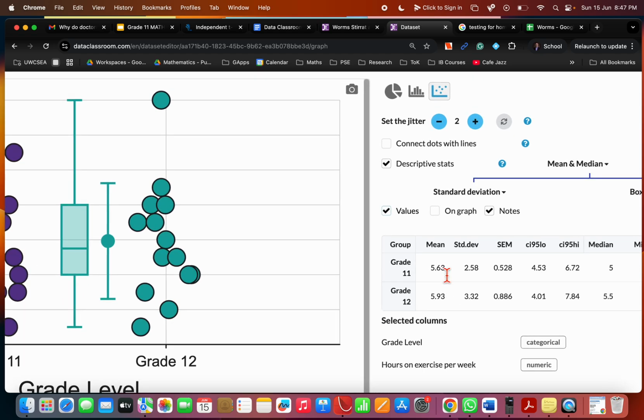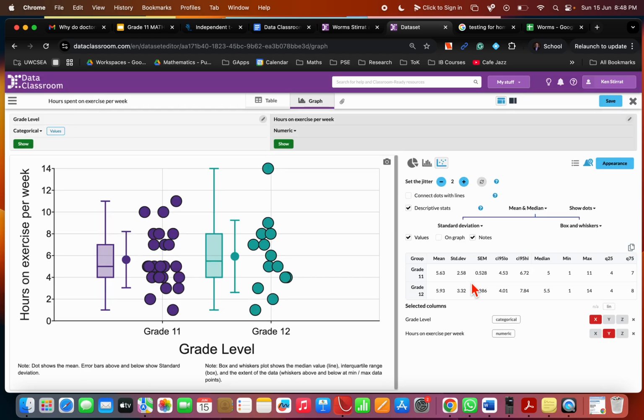The means don't seem that much different, 5.63 hours, actually more hours in grade 12 than grade 11, which might be interesting. Standard deviations, a little bit different here, okay. And I decided to put the standard deviation as the kind of error bars on the data. And I've got the box and whiskers plot, yep.